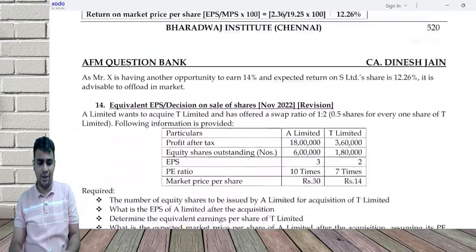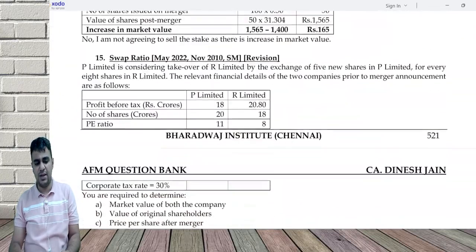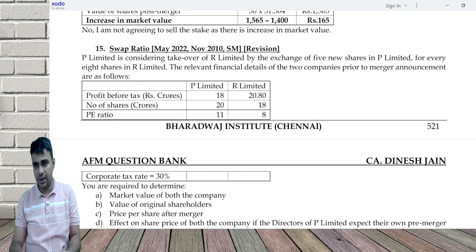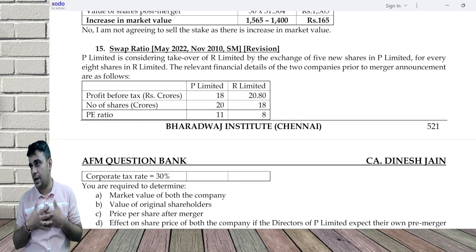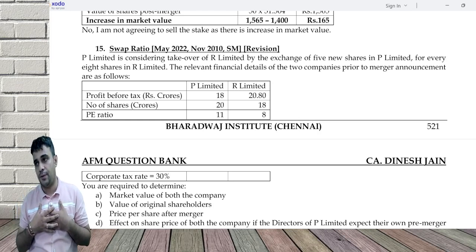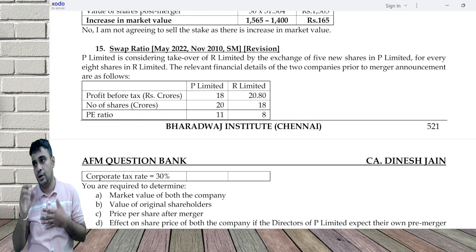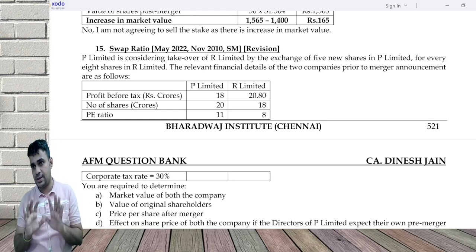Put it in the merger table format. You do it, put it in the merger table format. Everything will come. The only thing I'm going to explain is value of original shareholders. That alone I want to explain. I'll be back in 2-3 minutes. You put it in the format, you will get to the answers of everything.